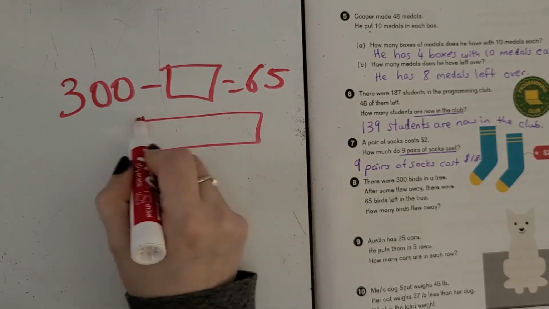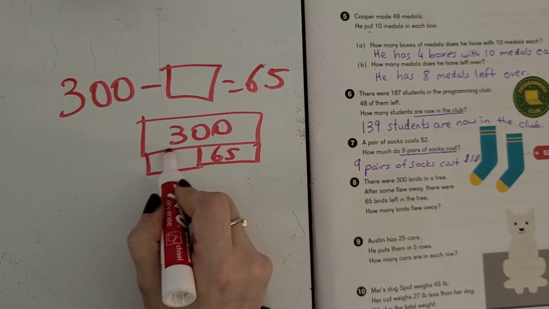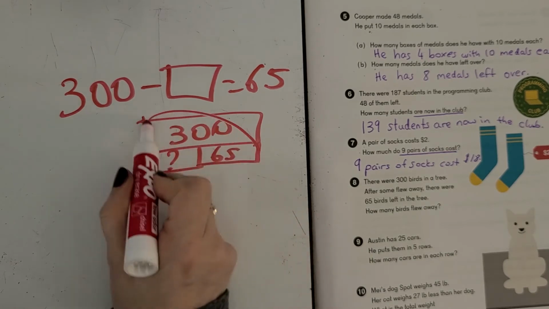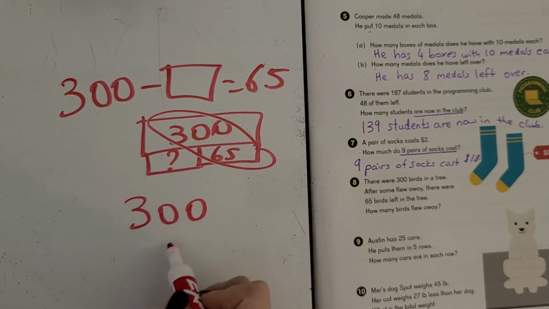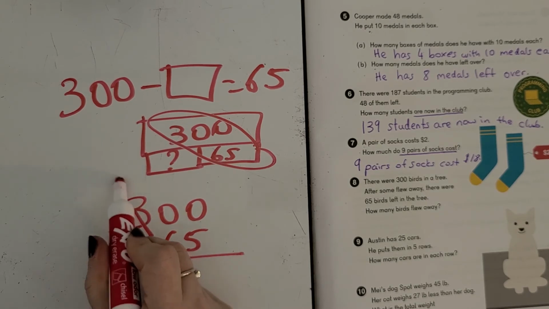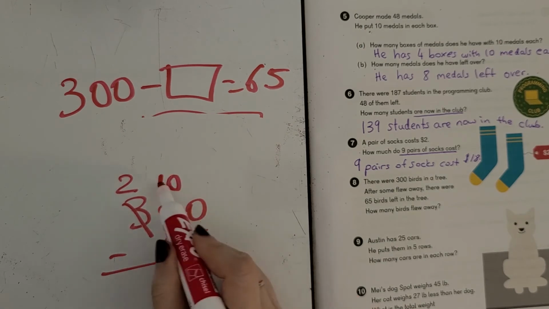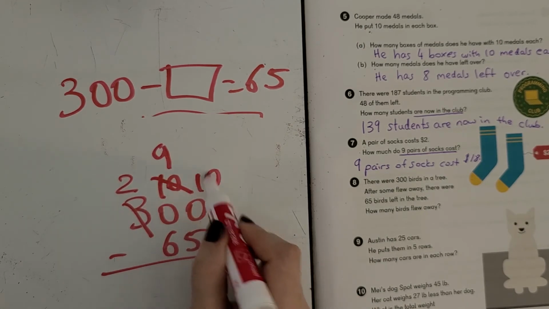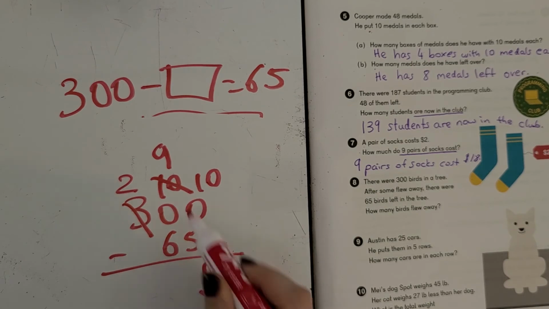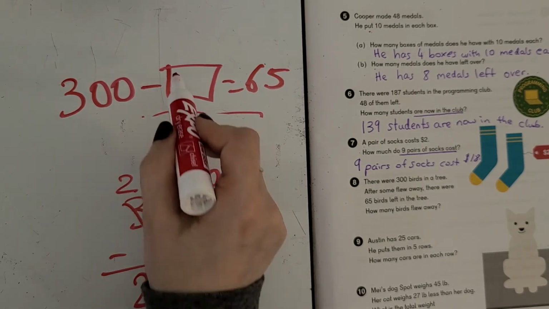300 minus what number is 65? That's like saying here's 300. The part that's left is 65. We're trying to find this number. So we subtract the 65 from the 300 to get our answer. Can you take the 5 from the 0? Nope. Can you borrow? Nope. Can you borrow? Yes. The 3 becomes a 2. It gives away a 10. 10 becomes a 9 and gives a 10. 10 minus 5 is 5. 9 minus 6 is 3. Bring down your 2. 235.